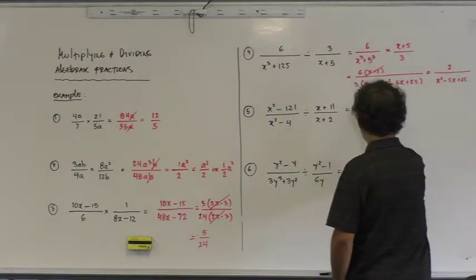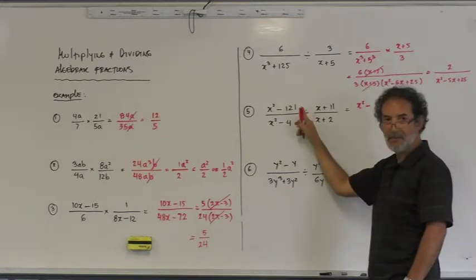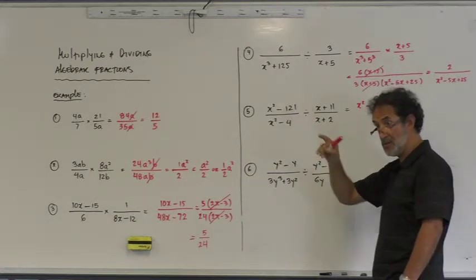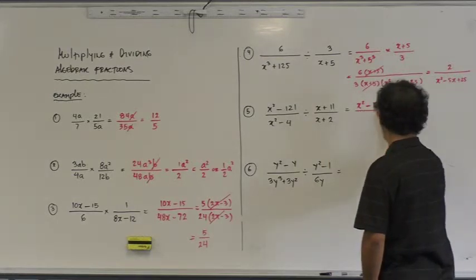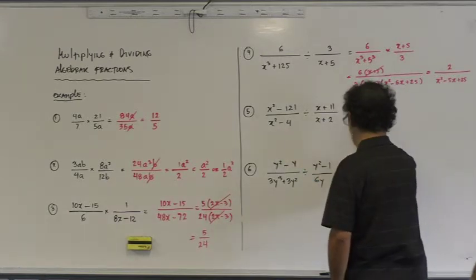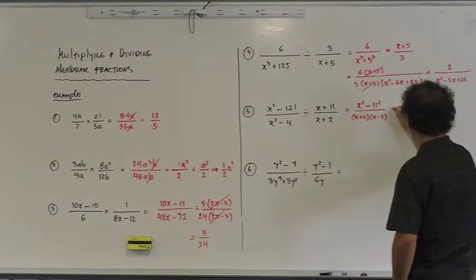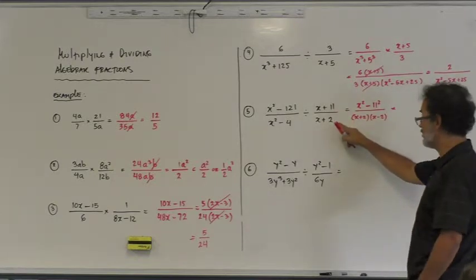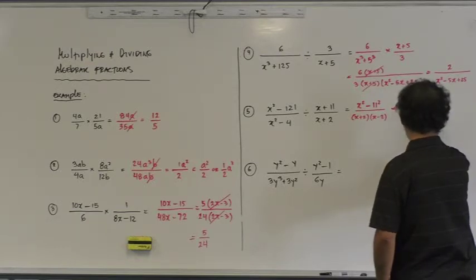Okay, so here we have x squared minus, this is what? 11. Difference of 2 squares, so it's 11 squared. What about the bottom? x squared minus 3 squared. Yeah, so another difference of 2 squares, so x plus 2, x minus 2. And then we're going to multiply that by the reciprocal of this fraction, so it's x plus 2, and then x plus 11.